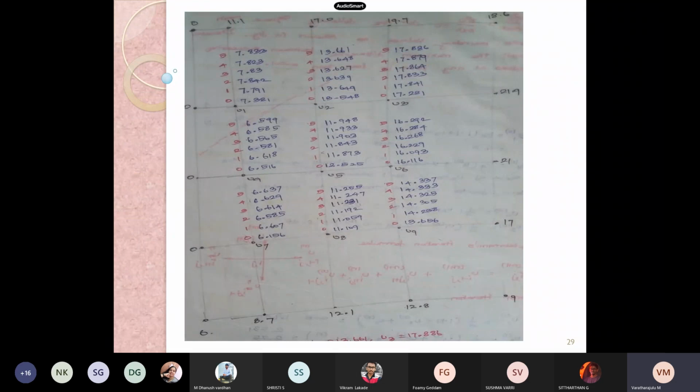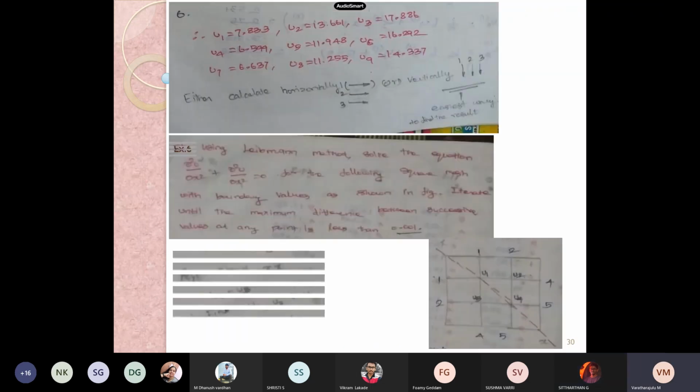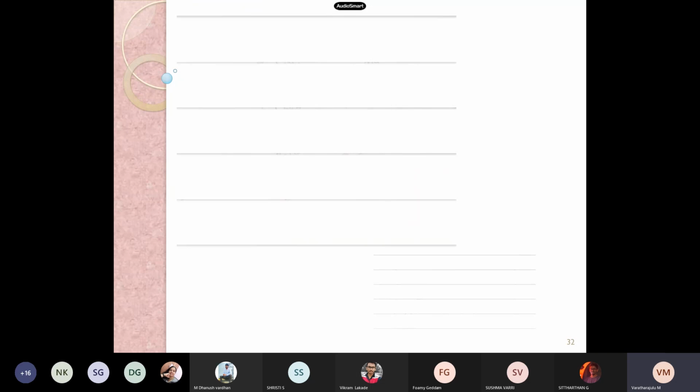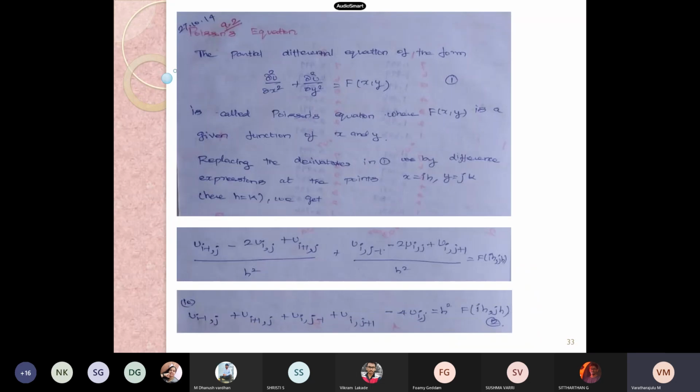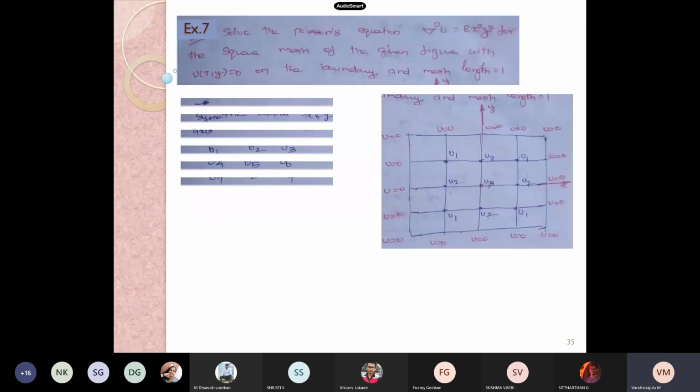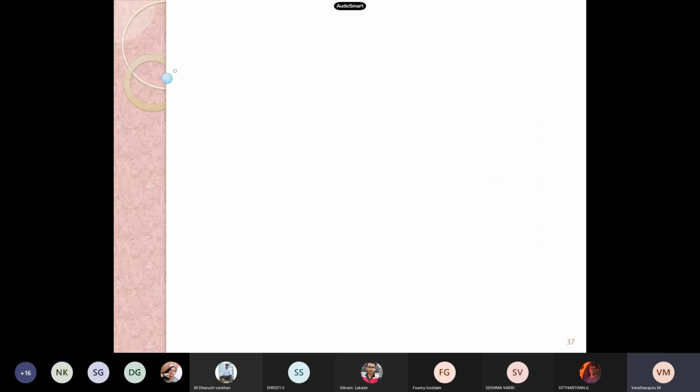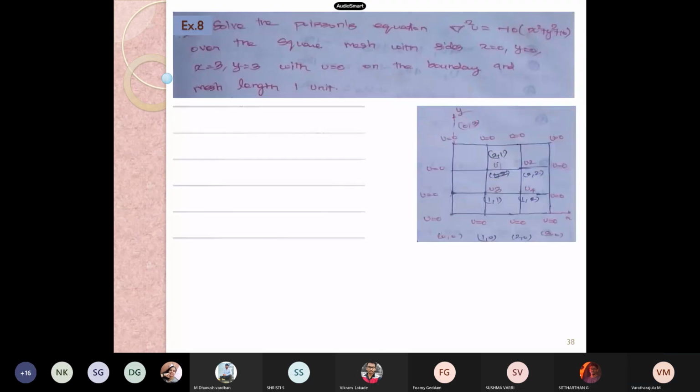Siddharth, any deviation from these presented values? So I'm getting correctly the same. Very good, very good. And what is the answer for the second problem? The next problem I have given to you is under the Poisson equation. Yes, solve the Poisson equation.